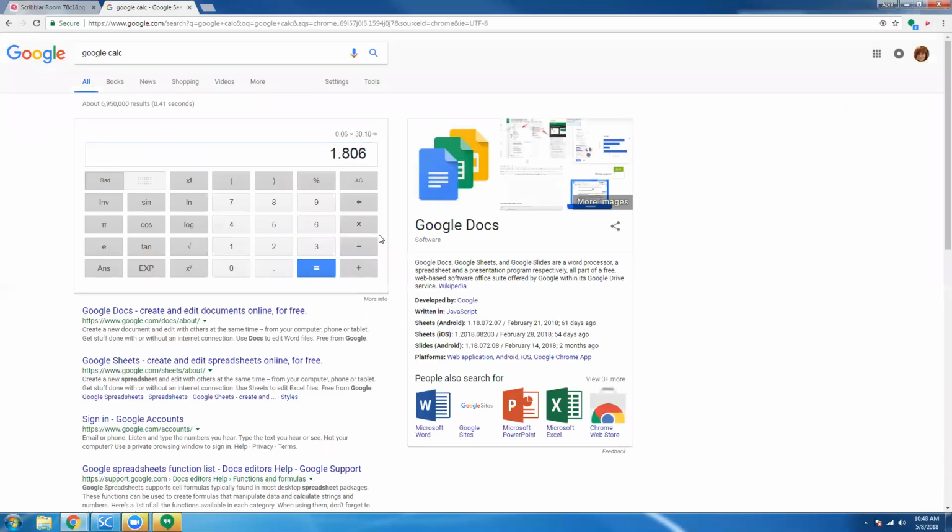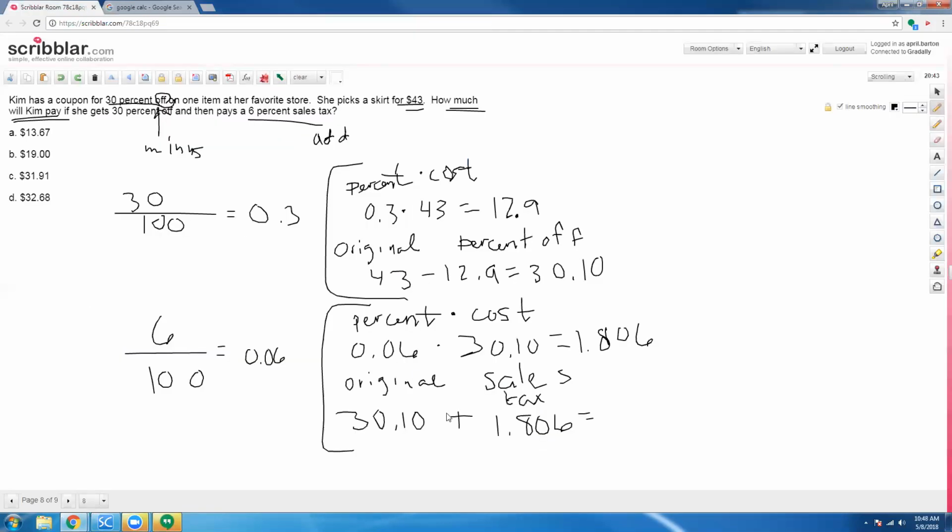$30.10 plus 1.806. Oops. Plus, got to start that all over. $30.10 plus 1.806 is 31.906.